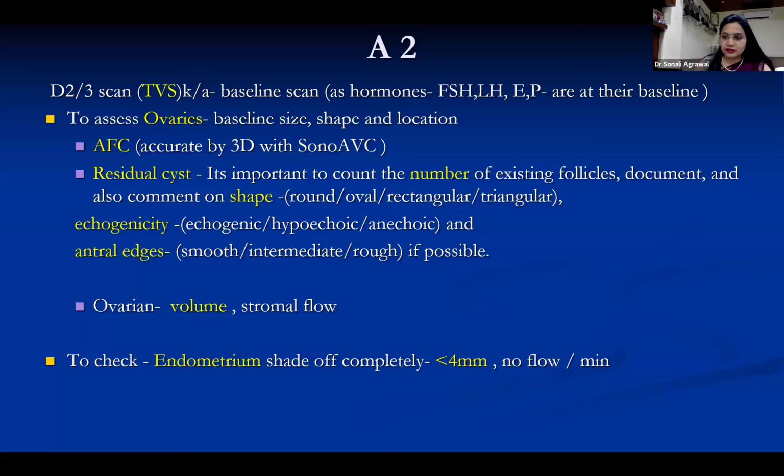So we look for the color flow, whether it is vascular or not vascular, and simultaneously look at the endometrium also. And we look for the echogenicity, ovarian volume and stromal flow, and we check the thickness of the endometrium, which should be less than 4 mm.